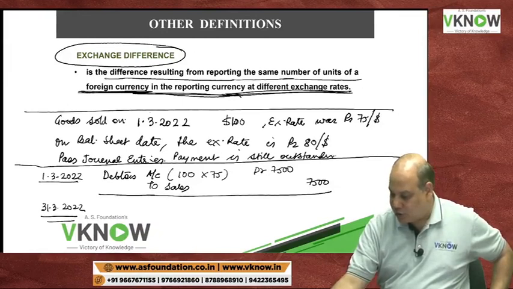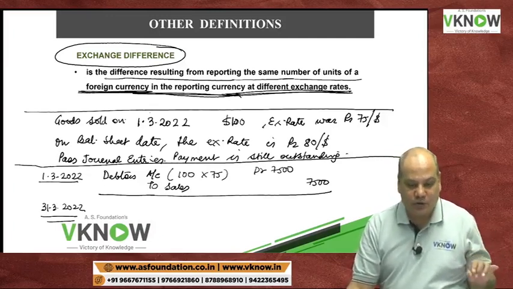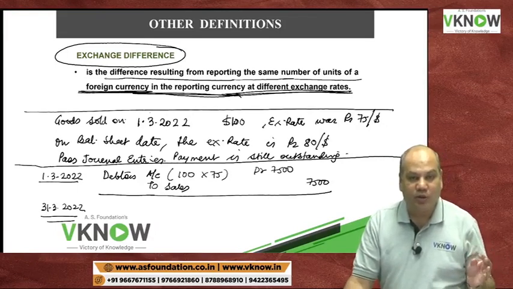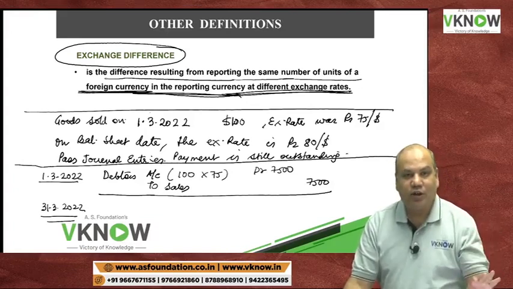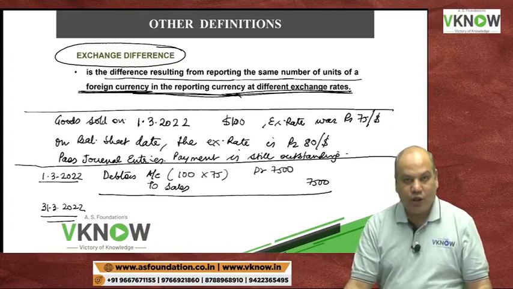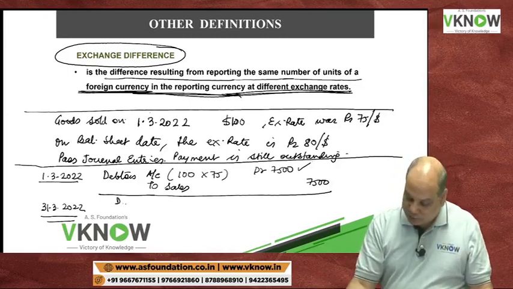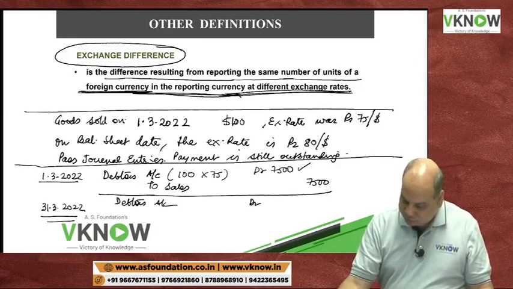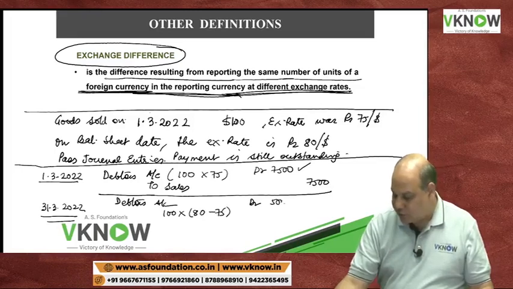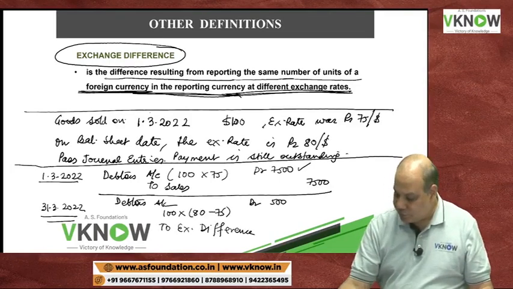If the payment is still outstanding, what will we do? The standard, AS-11, says you will revalue the debtor at closing rate. So now the value of this debtor has become 100 into 80, 8000. Debtor value is 8000. However, in your books, the debtors are appearing at 7500. So you have to pass an entry like this: debtor's account debit 100 into (80 minus 75), 500, to exchange difference. This is called exchange difference, 500 rupees.